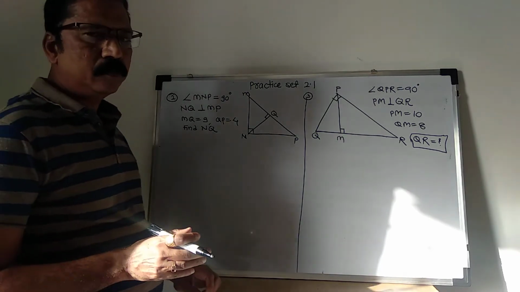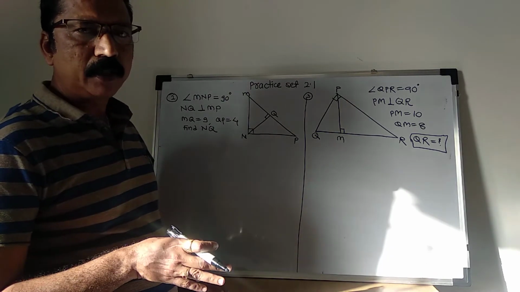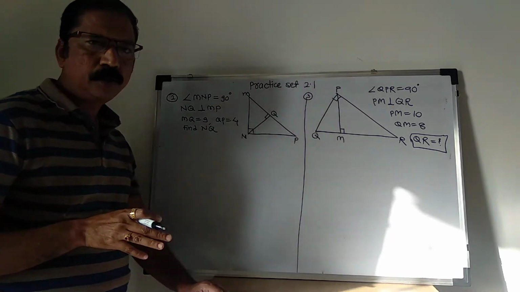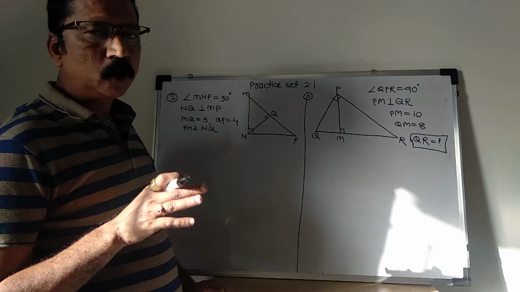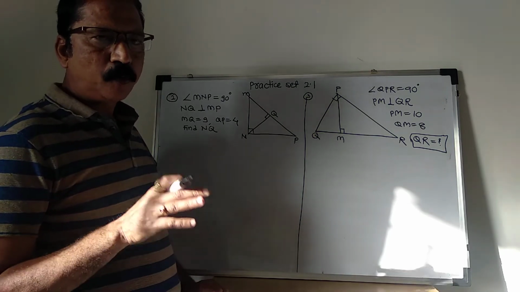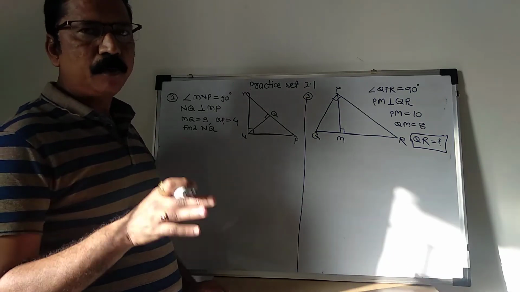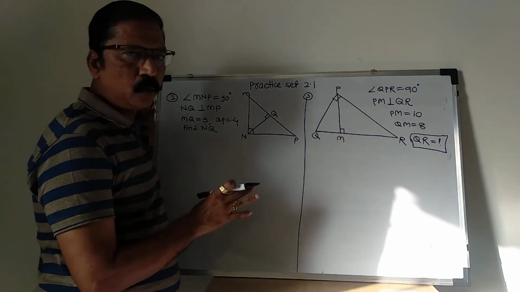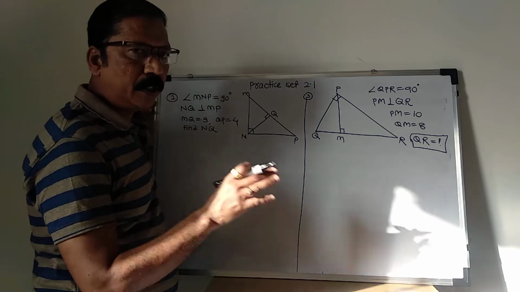Last time in 10th standard geometry chapter Pythagoras theorem we learned a few properties. Out of them one property is the geometric mean property. Today we will learn a few sums related to the property of geometric mean.